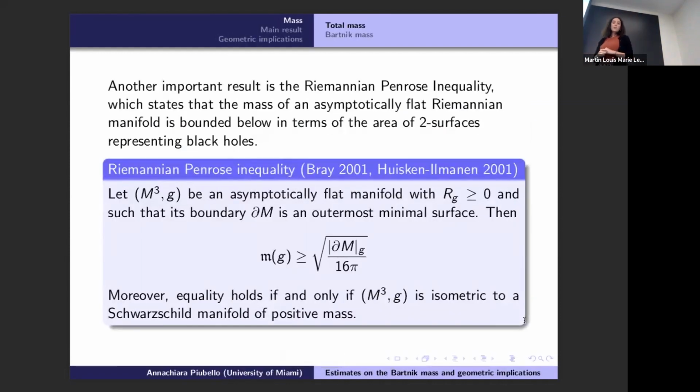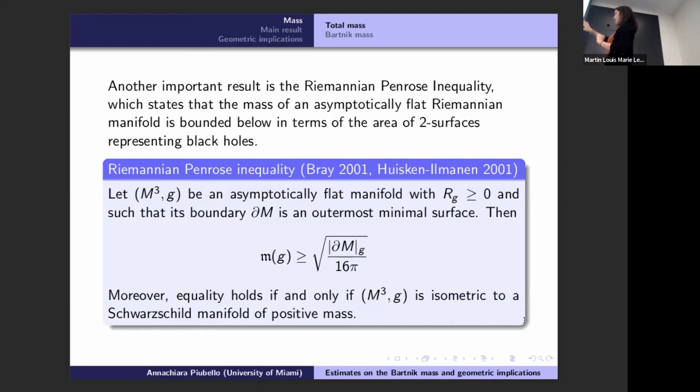Another very interesting result regarding the mass is the Riemannian-Penrose inequality. So the Riemannian-Penrose inequality physically states that if we have a manifold with the dominant energy condition, so again, no negative scalar curvature, that contains black holes, then the mass of this manifold will be bounded below by the mass of the black hole. That can be written in terms of the area of the black holes.